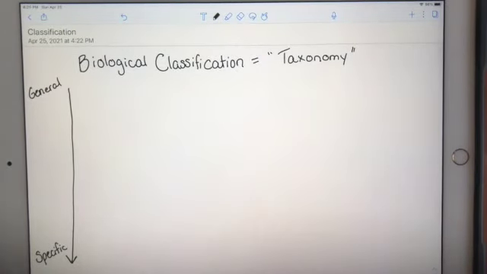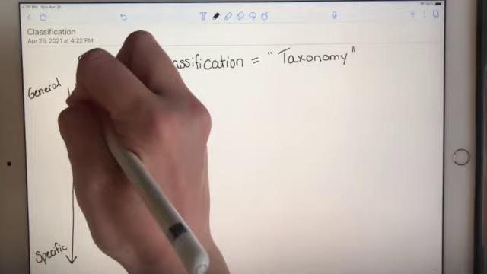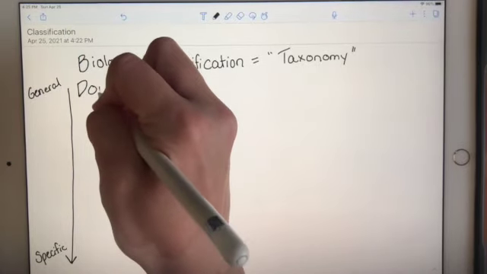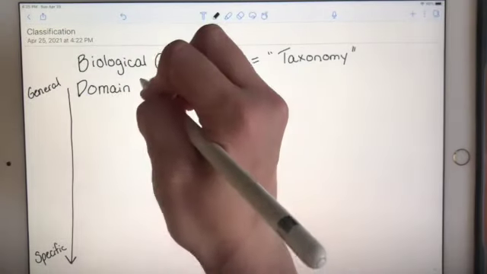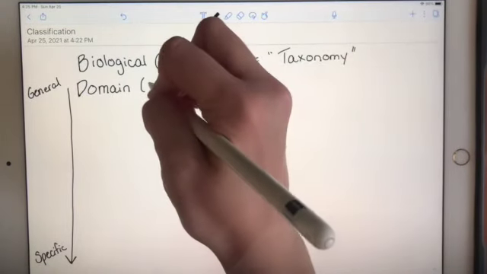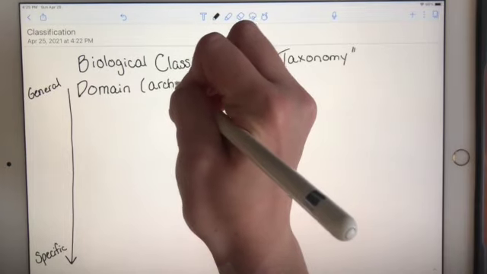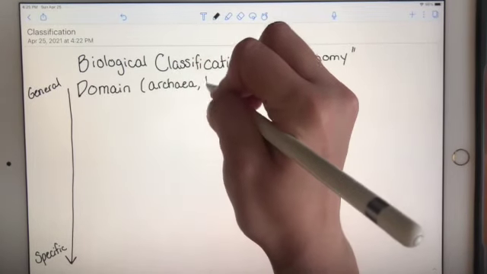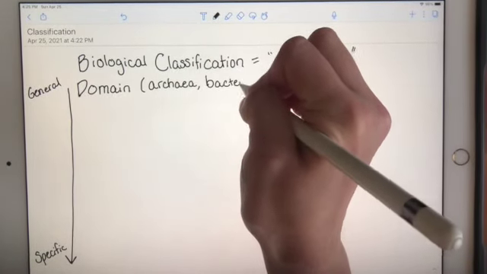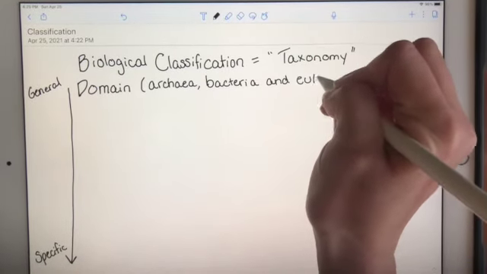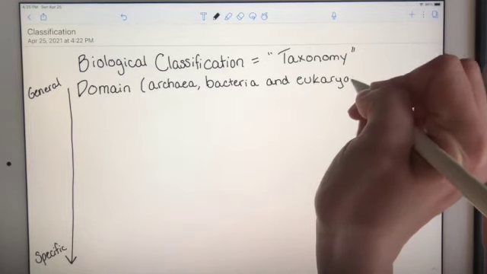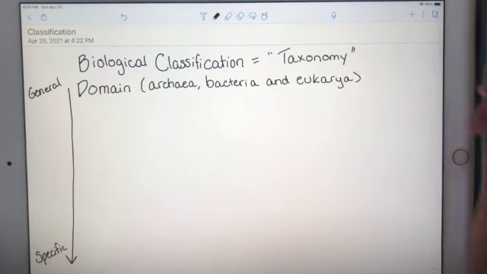At the top of our hierarchy are domains. We have 3 domains: archaea, bacteria, and eukarya. And we're going to go into more depth about these domains later.